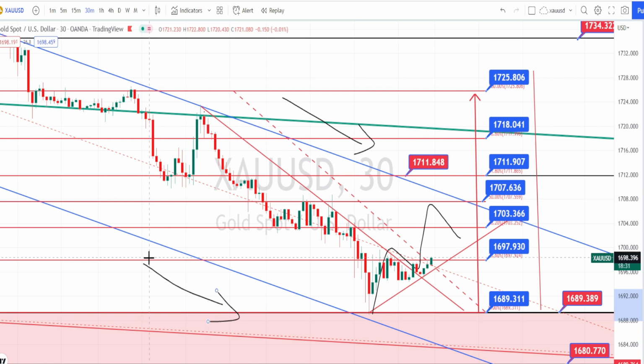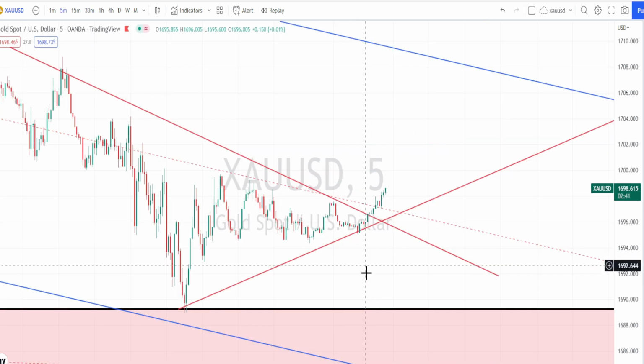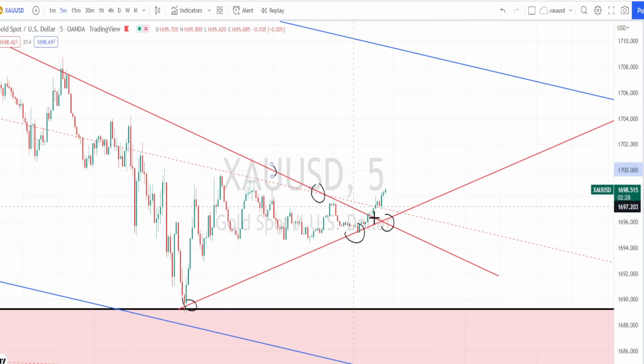Let us do the analysis in the 5 minutes time frame. I am in the 5 minutes time frame now. We already know that currently the price action is respecting the 30 minutes time frame support line or the trend line, and also it has given a breakout from the 30 minutes time frame resistance line, and it is in a continuous bullish side retracement.